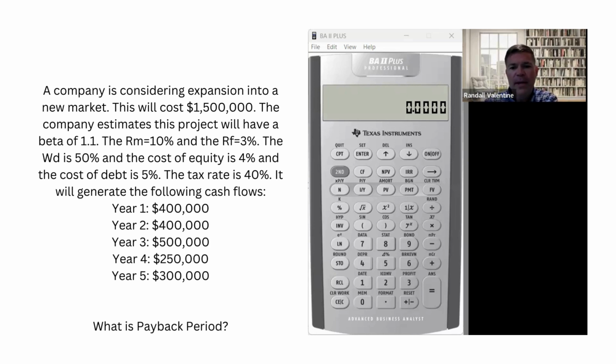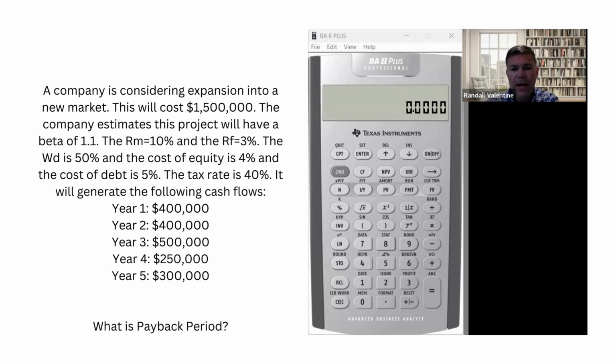So what we do in this case is we've got the problem that we've already gone over. You've got a company that is considering expansion to a new market. It's going to cost 1.5 million. We've already figured out what our CAPM is, 10.7%. So what we're going to do now is figure out what NPV is.